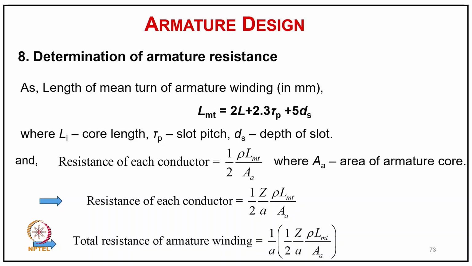Now coming to the determination of armature resistance, the length of mean turn of the armature winding in millimeter will be Lmt equal to 2L plus 2.3 tau p plus 5 Ds, where Li is the core length, tau p is the slot pitch, and Ds is the depth of the slot. Hence the resistance per conductor will be rho Lmt by a, where a is the area of the conductor. So the resistance of each conductor is half Z upon A into rho Lmt by a, and the total resistance of the armature will be 1 upon A into half into Z upon A into rho Lmt upon a.